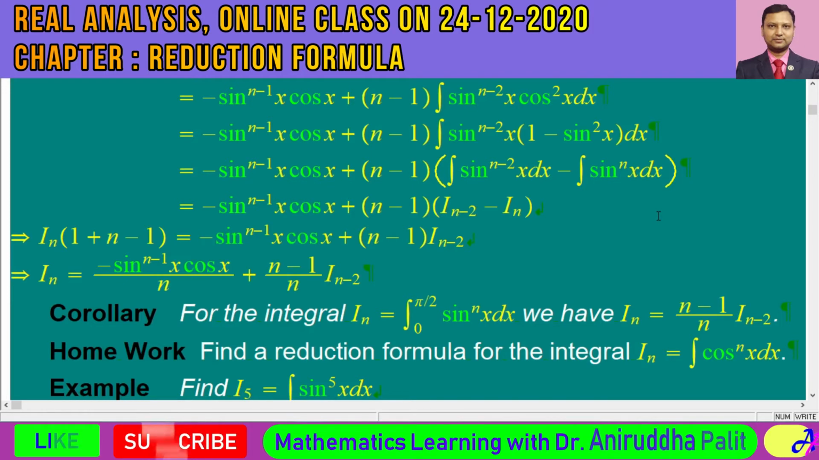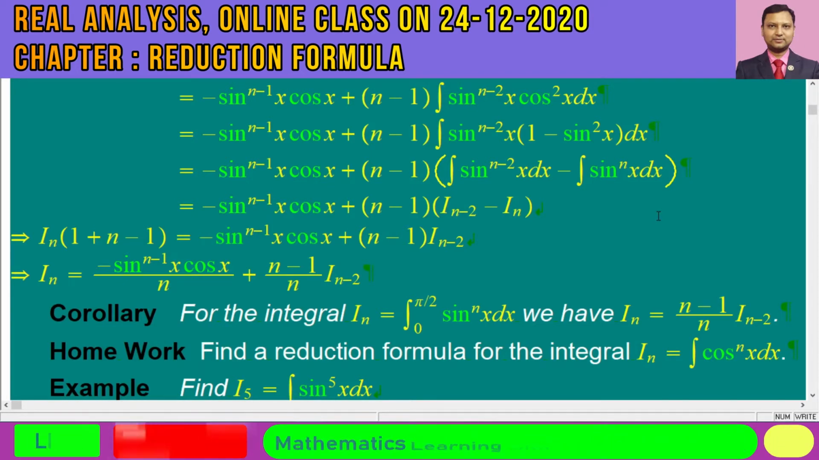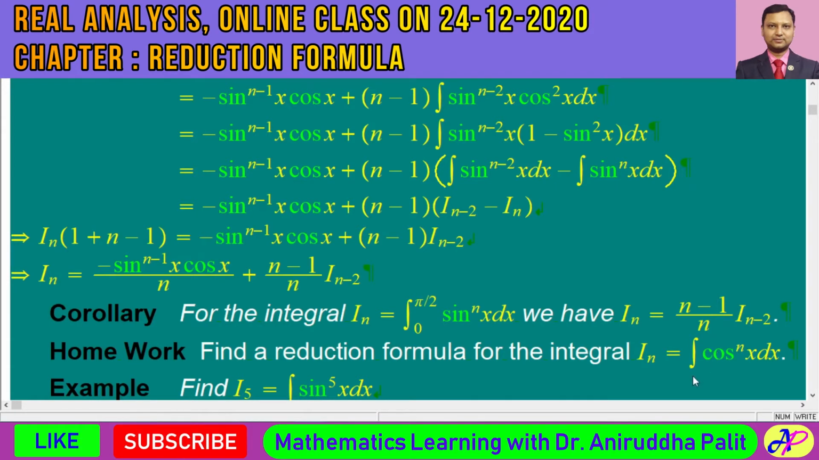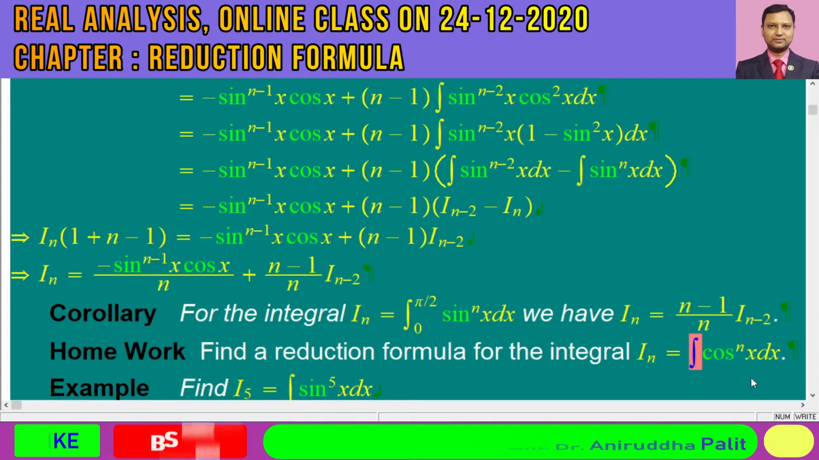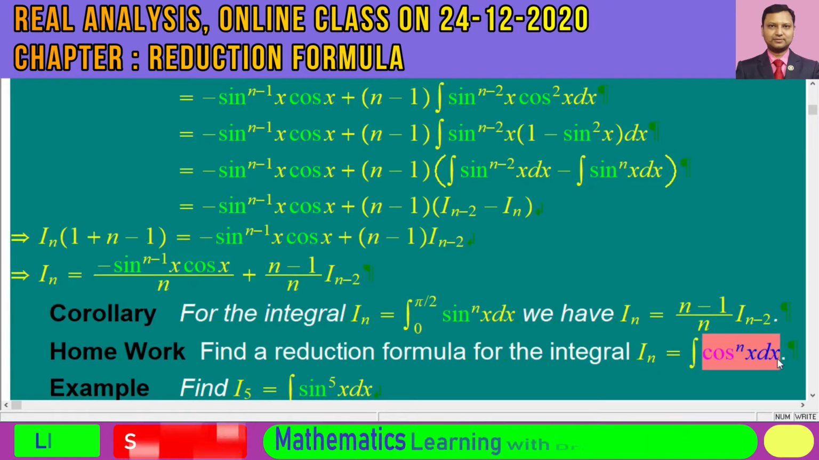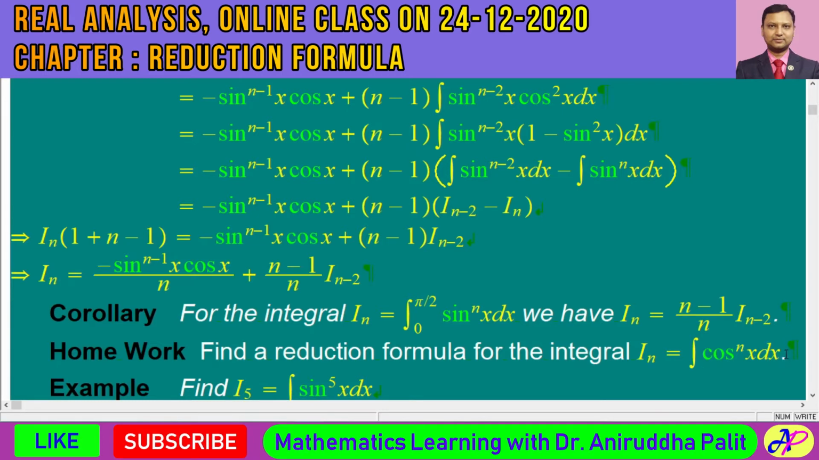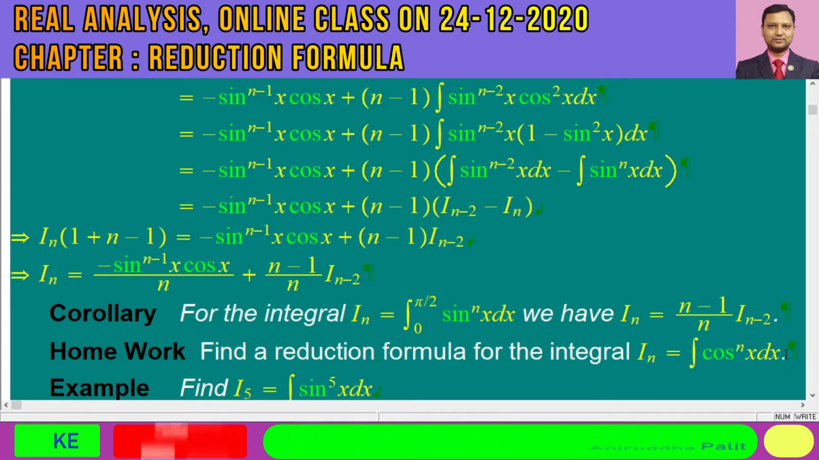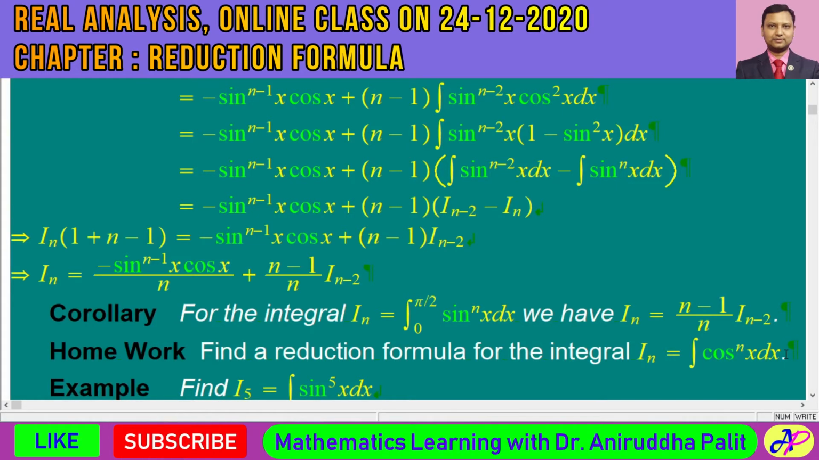forgot to tell you in last class that I want to keep a homework for you, that you yourself please deduce the reduction formula for this kind of integral, cos to the power of n x dx. Okay, a similar formula would appear, so I am leaving this deduction for you. Just in place of sin x, we have cos x, so a similar kind of deduction would be there. Okay.